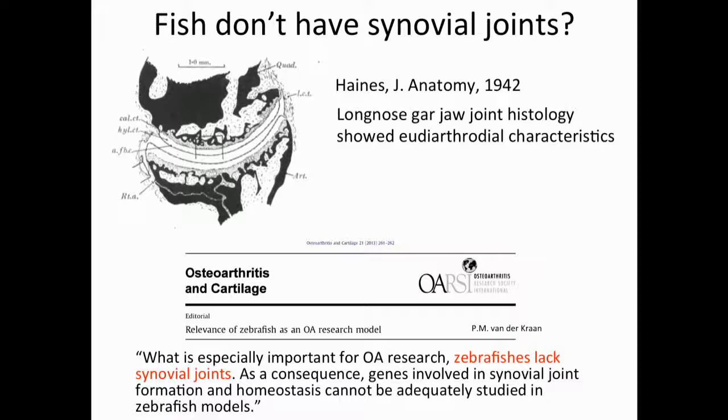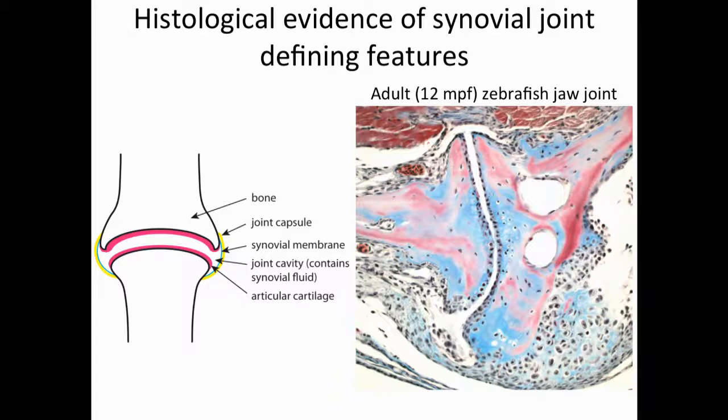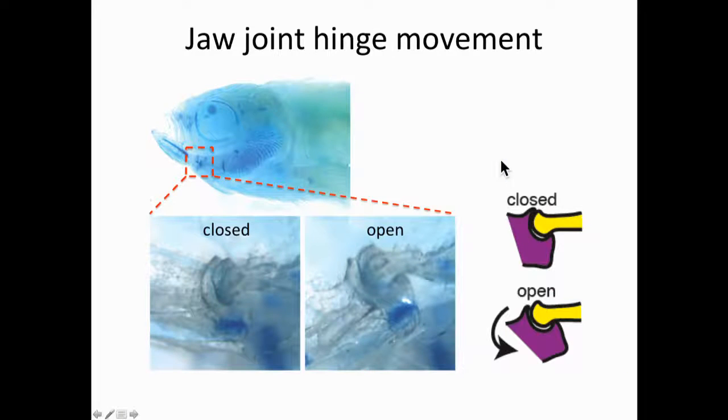So in the Crump Lab, when we were looking at the lower jaw for a bone regeneration project, we were cutting histology through the jaw joint. We found what looked to us to be really obvious evidence of synovial features within the zebrafish jaw joint. You can see articular cartilage lining either side of this joint cavity, and that the joint cavity is enclosed on either side by a synovium. And this joint is freely movable.